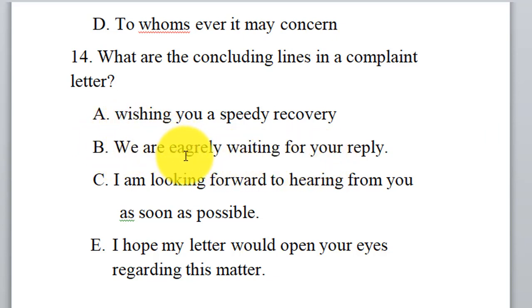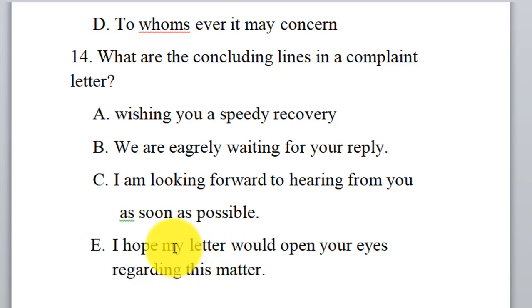Why does eagerly mean? So there is something behind. I use this word eagerly. It has its own implied meaning. Eagerly means there is something behind writing the letter, right? I'm looking forward to hearing from you as soon as possible. This is true for conclusion of an application letter, right? Conclusion of a line which you write in an application letter for an organization, for a company. So this is not for a complaint letter conclusion. I hope my letter would open your eyes regarding this matter.